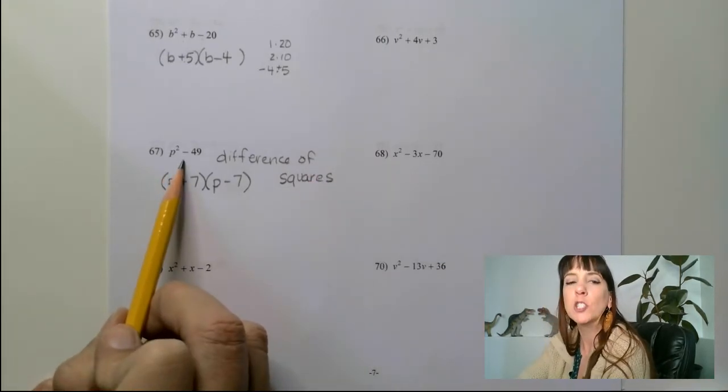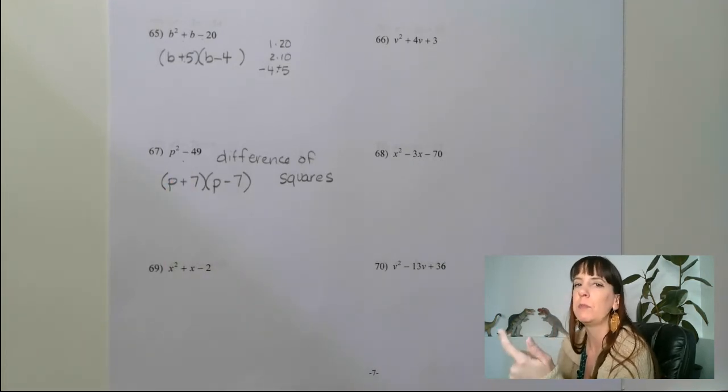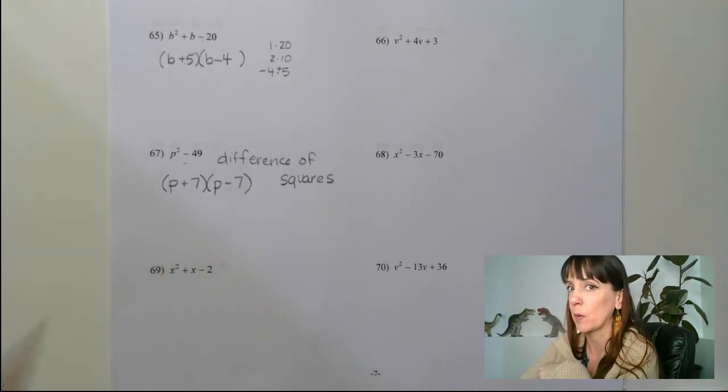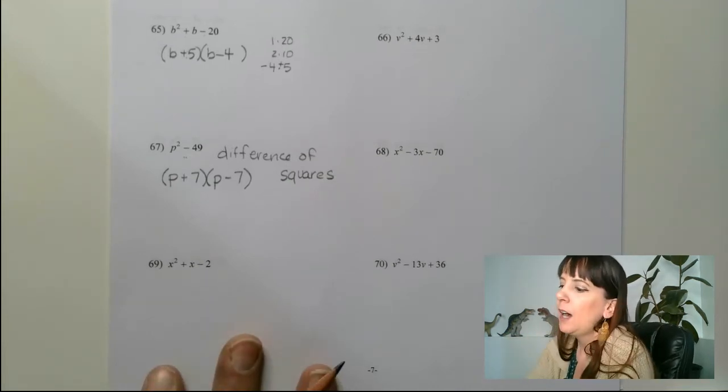Guys, if your middle term is missing, like b, when we talked standard form, ax squared plus bx plus c. If that b term is missing, it's probably a difference of squares, probably. Or they just want you to factor out a greatest common factor. So keep that in mind.